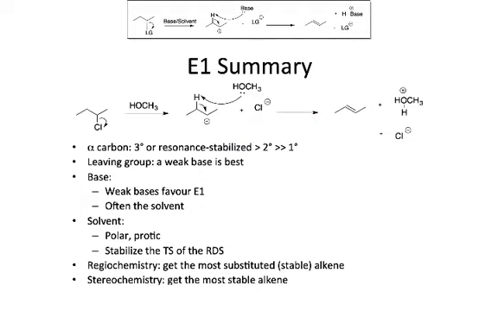In summary, the major characteristics to think about for an E1 reaction are the degree of substitution on the alpha carbon. A good leaving group is required. Weaker bases favor the E1 mechanism, and ideally the solvent will be polar and protic. In terms of regiochemistry, the most stable or most substituted product is the major one. In terms of stereochemistry, again, the most stable product is the major one.